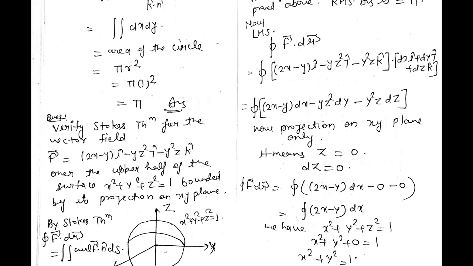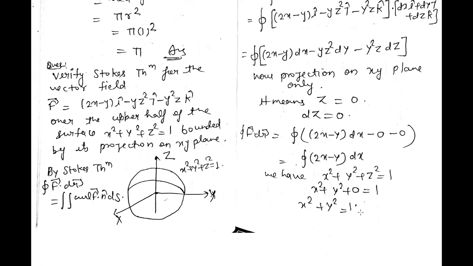Now, the question says the upper half of the surface bounded by its projection on the xy plane. So we are taking our projection only in the xy plane. So your z will be 0 and dz will also be 0, right? If z is 0 and dz is 0, then your F vector dot dr will be 2x minus y; this term will be 0, this term will also be 0. So you will get only (2x minus y) dx here, right?